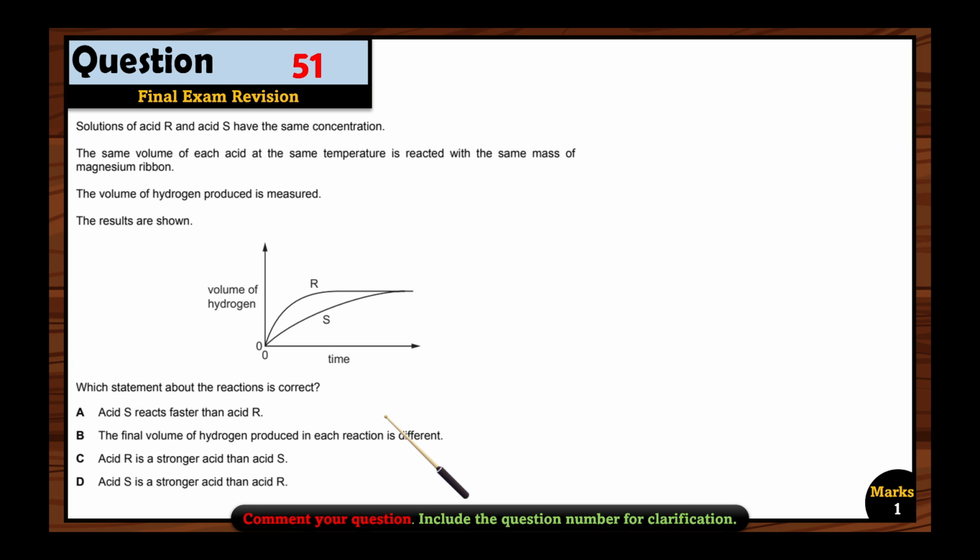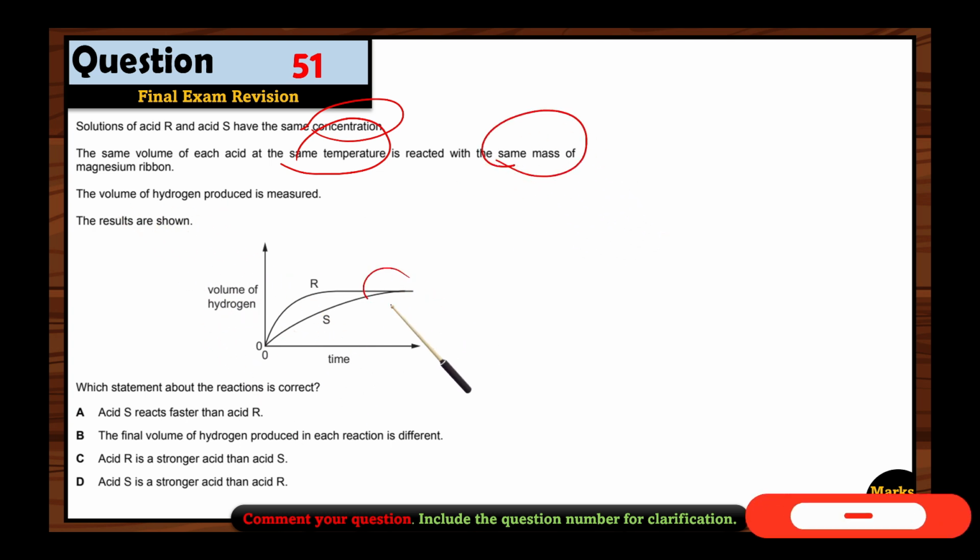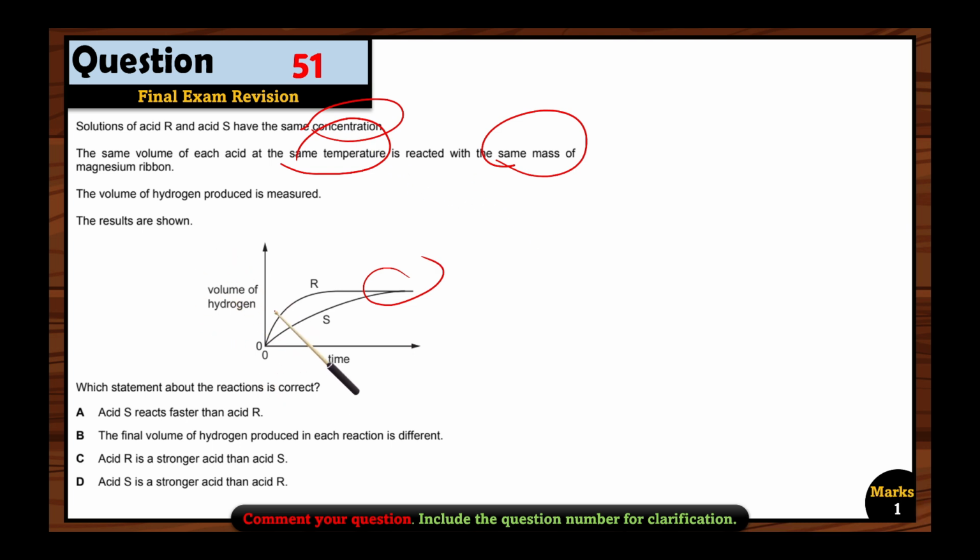Question 51. Solutions of acid R and S have the same concentration. The same volume of each acid at the same temperature is reacted with the same mass of magnesium ribbon. So the concentration is the same, temperature is the same, mass is the same, but you see the graph is different. The volume of the hydrogen gas produced is also the same because the concentration and the mass are the same. So why is the volume of the hydrogen the same, but the rate of the reaction different?